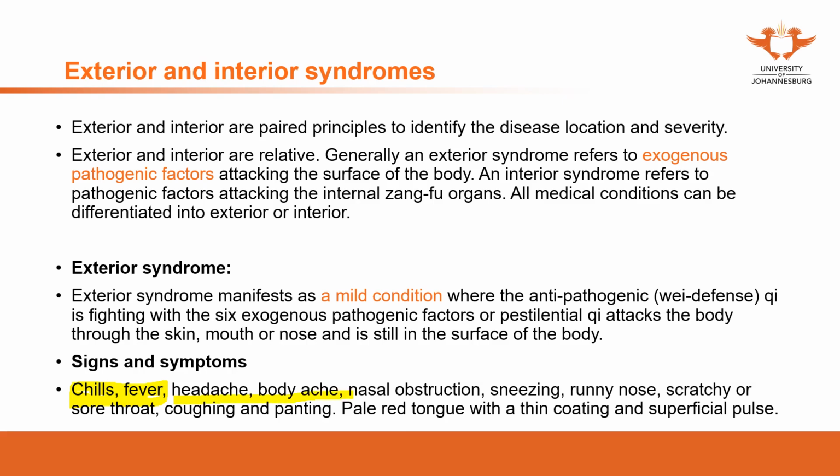Headache and body ache are because the pathogen blocks the meridian. It can block the meridian in the body or in the head, which results in a headache or body ache. The patient also may have a thin coating and superficial pulse. So these four are the key symptoms of an exterior syndrome.